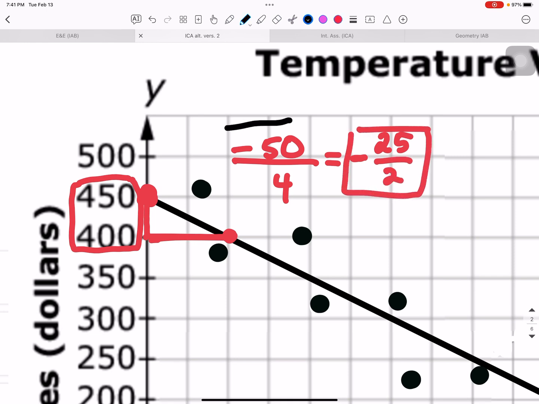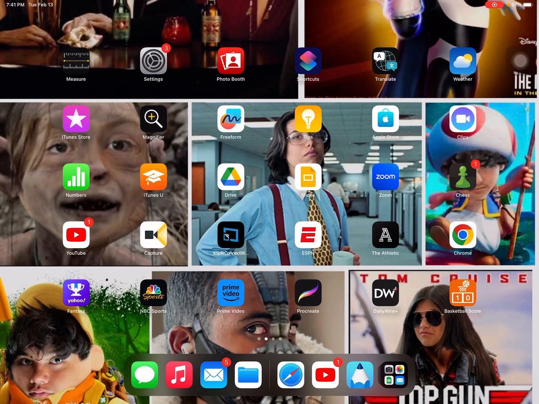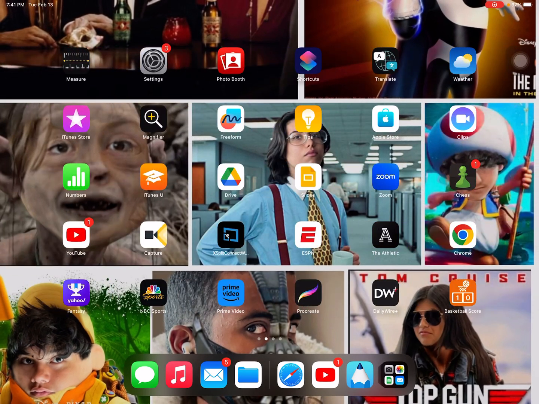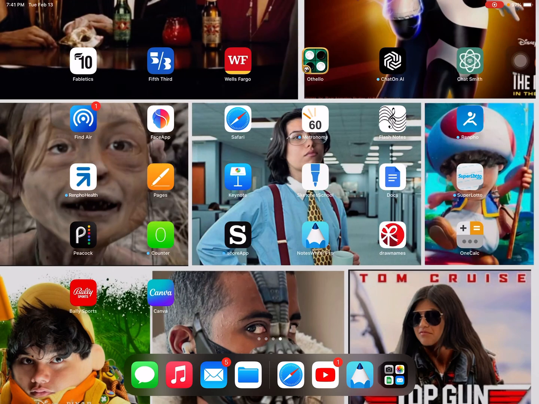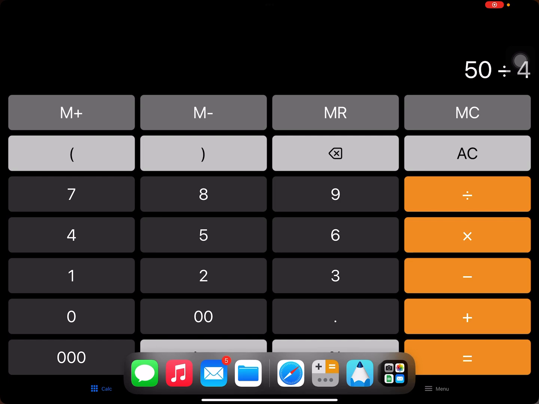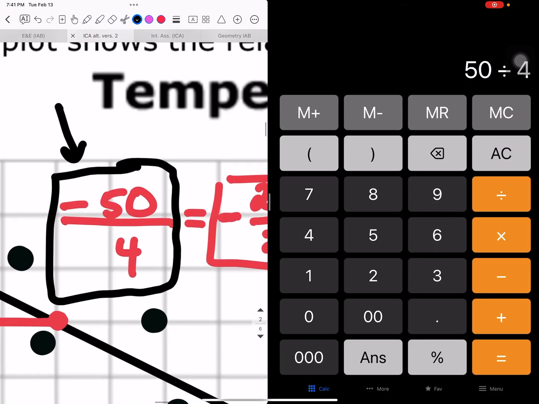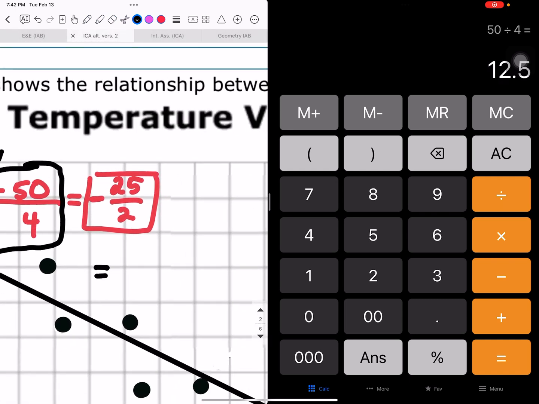If you write this in the black box, that is the right answer, but it will be marked wrong because it's not reduced. So what can I do? If I don't trust my reducing skills, I can just put this in a calculator. If I could find my calculator. Okay, 50 divided by 4. That's what a fraction of 50/4 is, right? And when I hit equal, it equals 12.5.